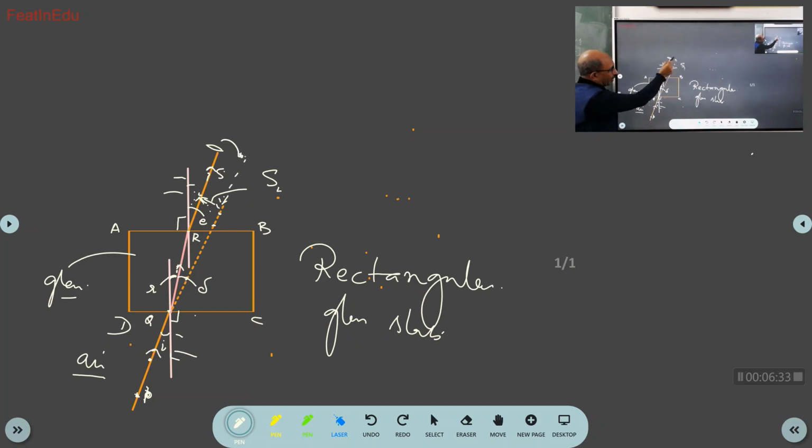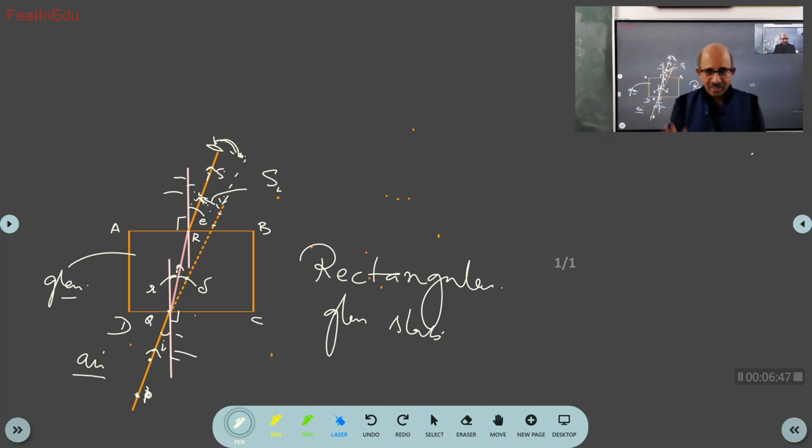So that clearly says that your eye has shifted from here to here. So you are seeing it like this. Now if I keep the glass slab, then to see the same thing I have to shift and see.